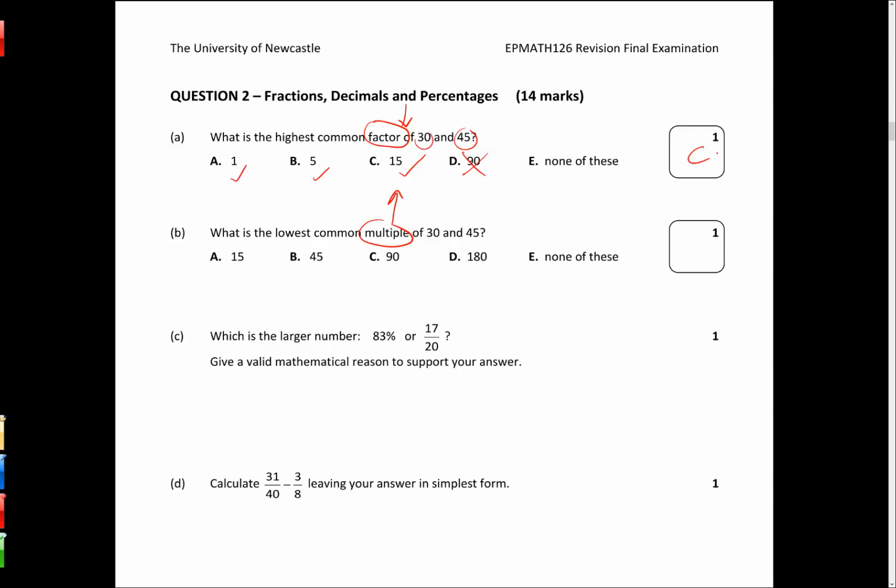I could do it manually and write down all the factors of 30 and all the factors of 45, but then it's not really a 1-mark question anymore. Hopefully you can see that 15 is the largest number going into both.